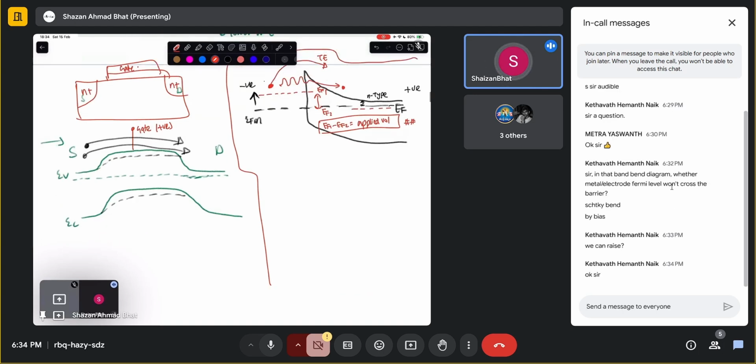Okay, but mostly, let's say if you apply a positive on this side and a negative on this side now, this will bring it down. It will lower the barrier and the electron can go via the thermionic emission route.